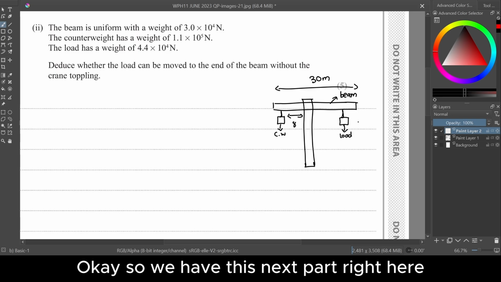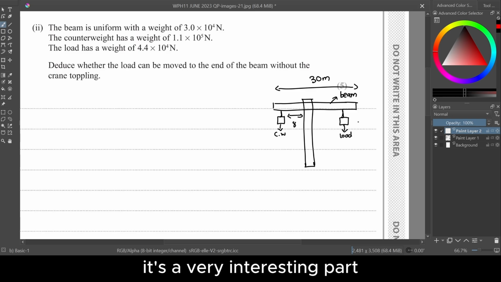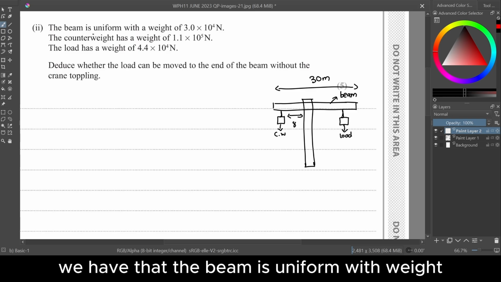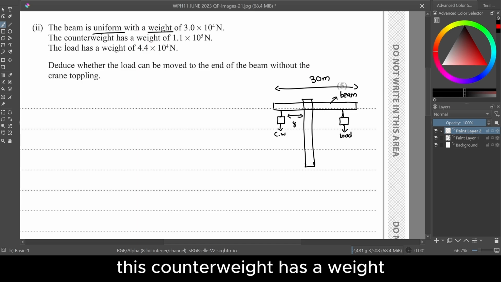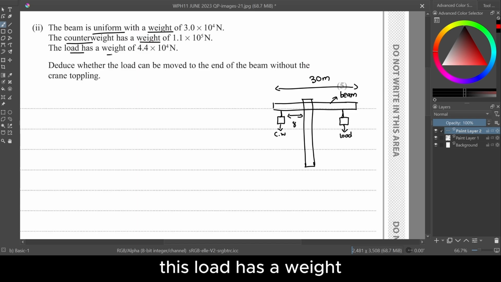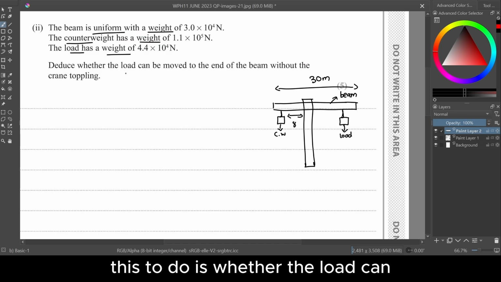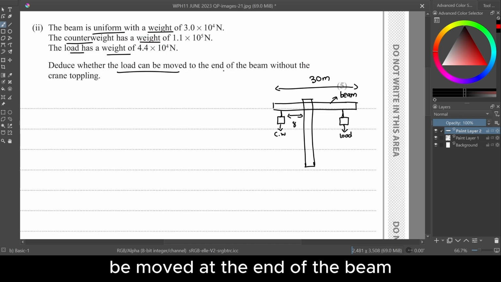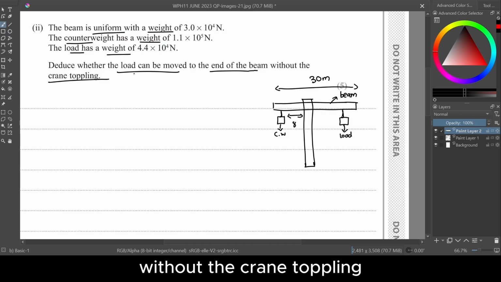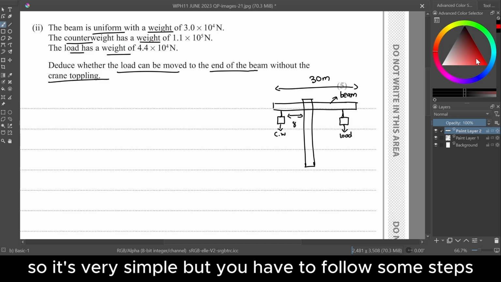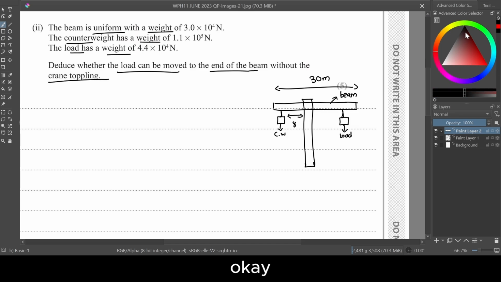Okay, so we have this next part right here. It's a very interesting part. We have that the beam is uniform with this weight, the counterweight has this weight, the load has this weight. Deduce whether the load can be moved to the end of the beam without the crane toppling. So it's very simple, but you have to follow some steps, okay?